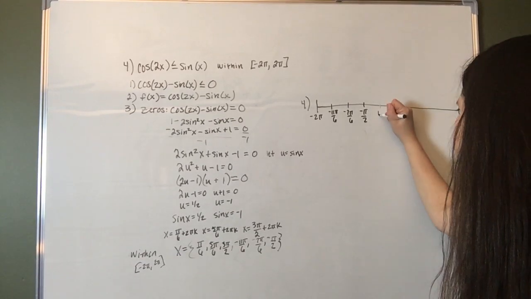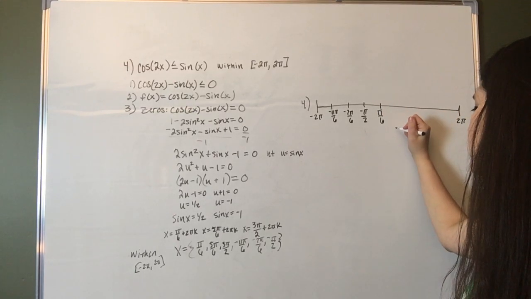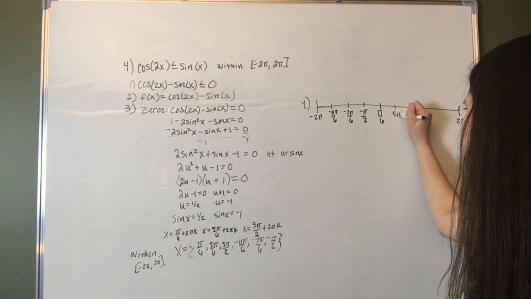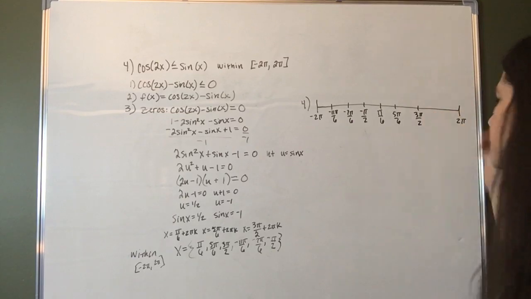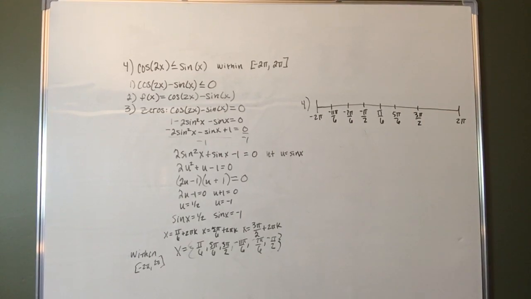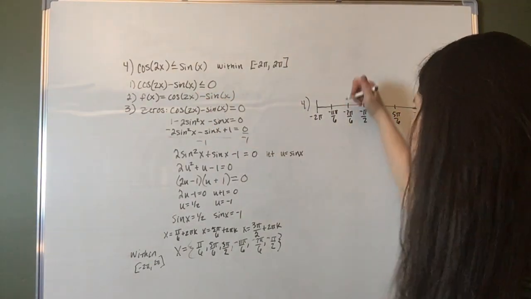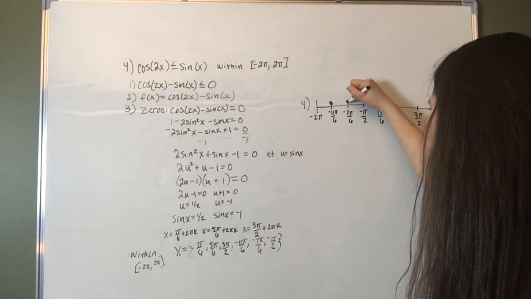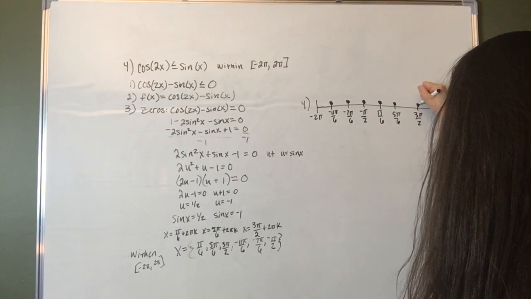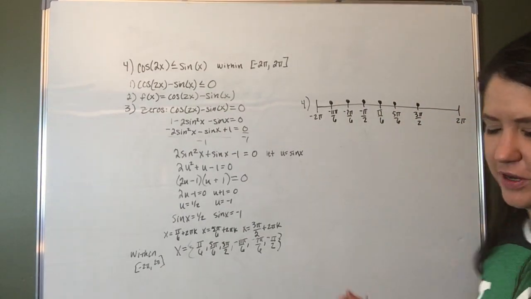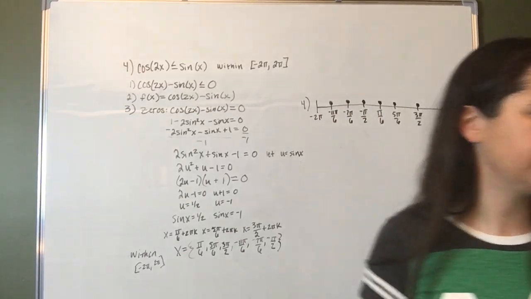pi over 6, 5 pi over 6, then 3 pi over 2, and 2 pi. Okay, now, do we include our zeros? Well, yeah, we do, because there's an equal to bar on our inequality. So we are going to include all these zeros in our answer. We'll have brackets on anything. Then we're going to graph it on the graphing calculator and see what our function looks like so we can fill in what the signs are.